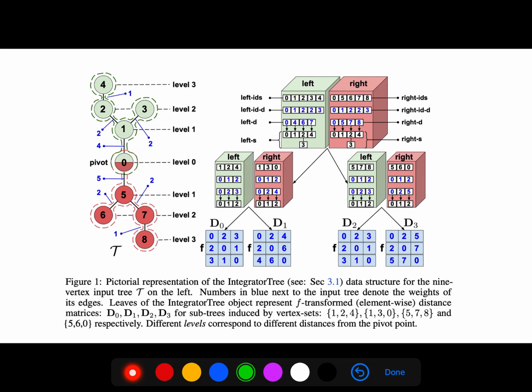You see this pictorial representation of the integrator tree, the data structure for the 9-vertex input tree on the left. Numbers in blue next to the input tree denote the weights of its edges. Leaves of the integrator tree object represent f-transformed distance matrices. Different levels correspond to different distances from the pivot point. This is the pivot point. So level 0, level 1, level 2, level 0.